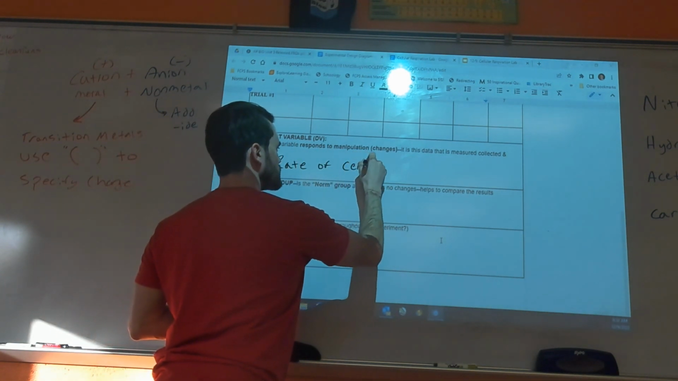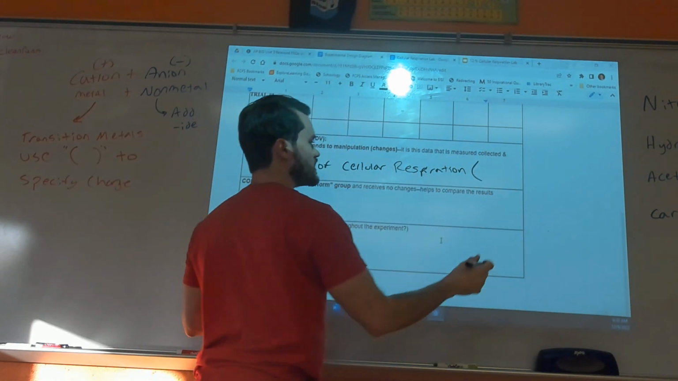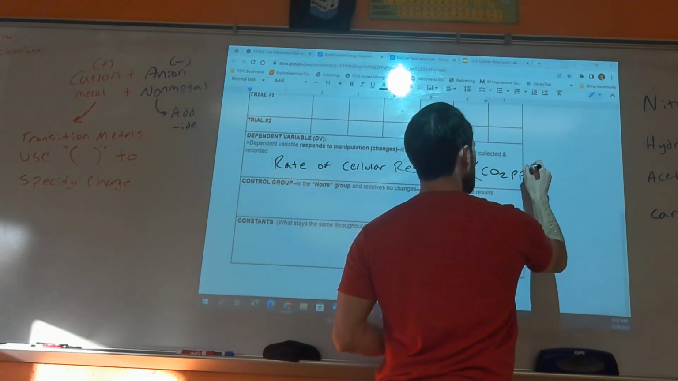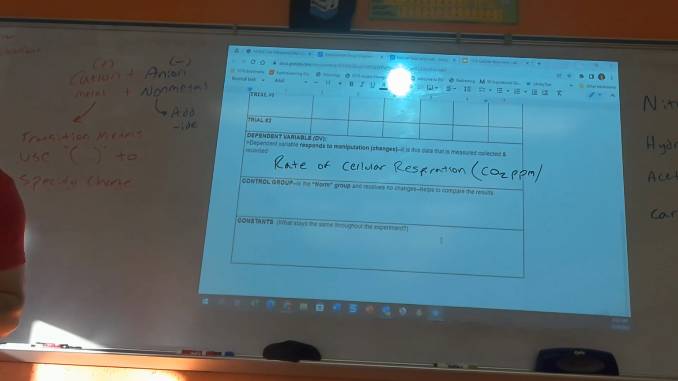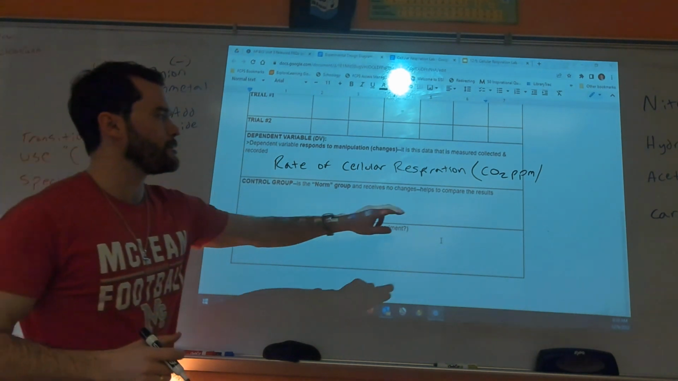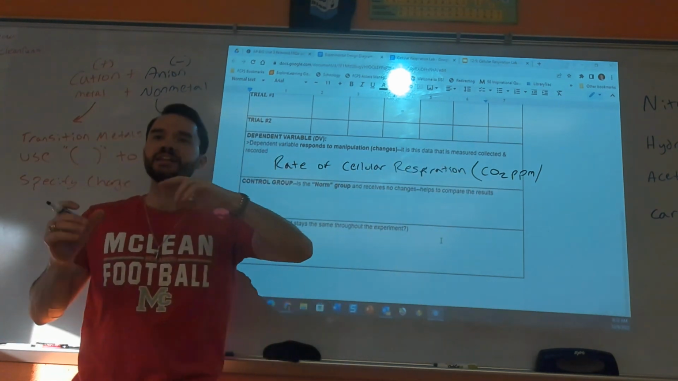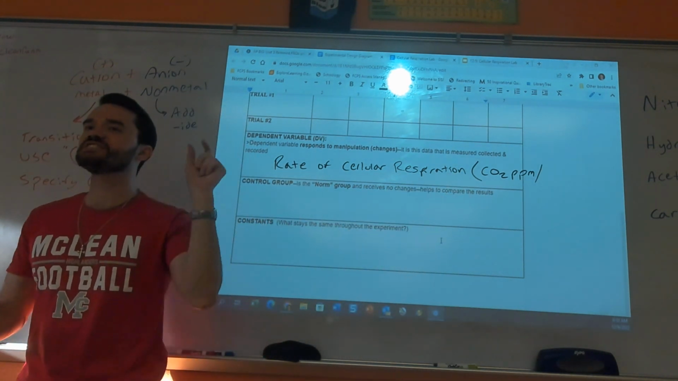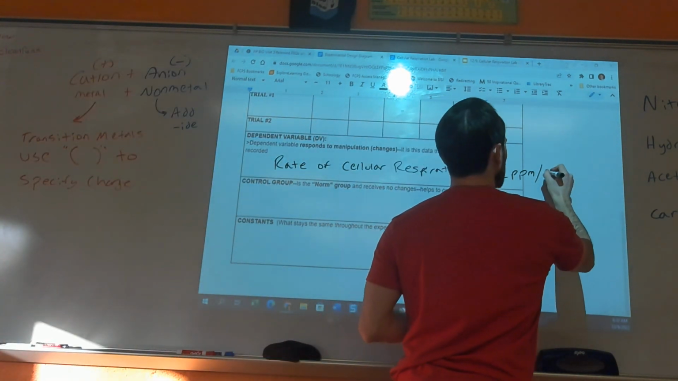So rate of cellular respiration. And then you want to put the units that you're measuring in parentheses. This one's kind of weird. It's CO2 ppm. ppm stands for parts per million. You'll see that even in water testing or air quality. So it's how many individual CO2 molecules there are for every 1 million other molecules. If there was 1 ppm, that'd be 1 CO2 molecule for every million other molecules. Okay, and then per gram.